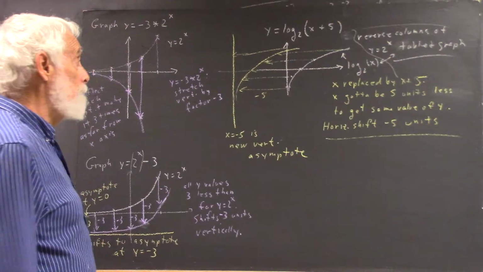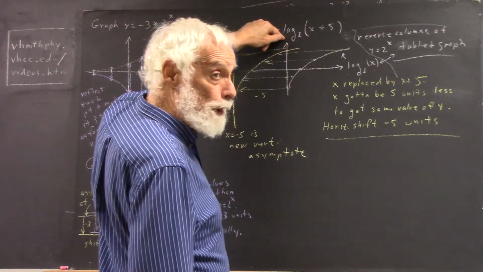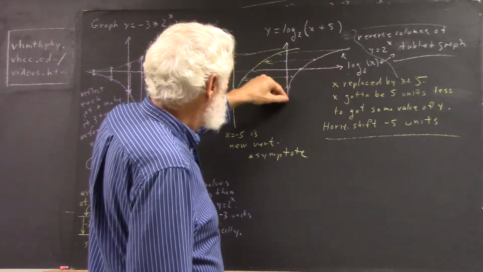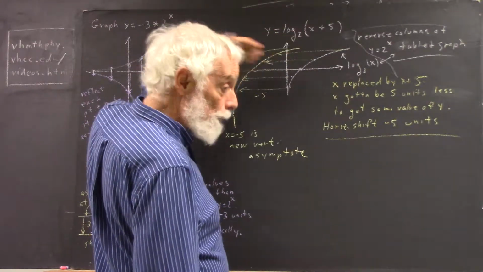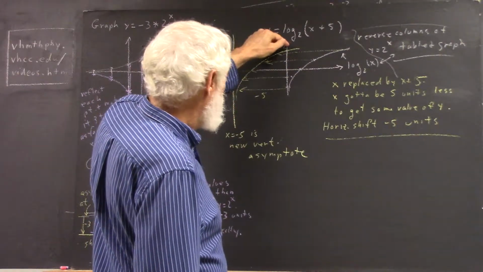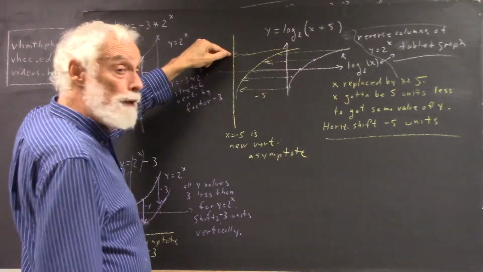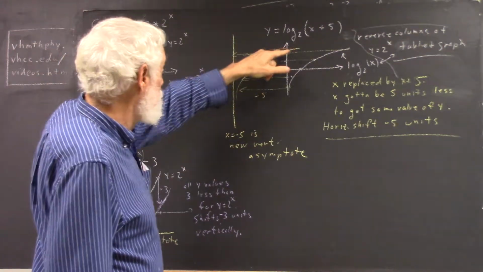And you also note that if you take the x equals 0 line, which is the y-axis, the log base 2 of x graph is asymptotic to that axis. When you shift everything 5 units to the left, that axis becomes the line x equals negative 5. We shift that over 5 units. And that's our new vertical asymptote. So there we have it.